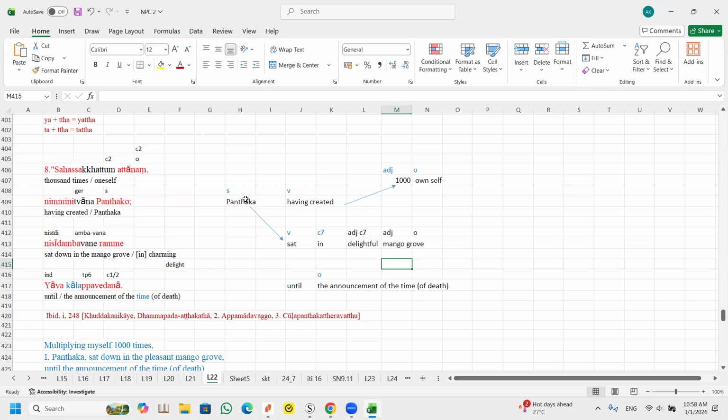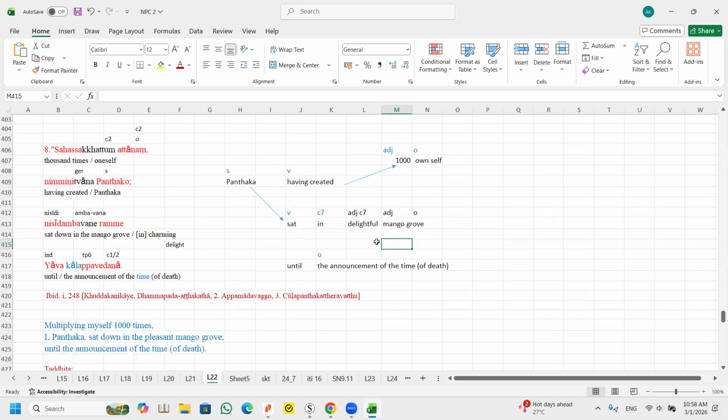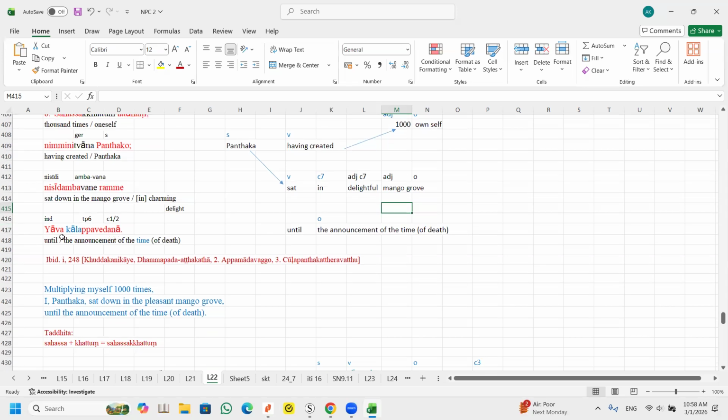Can you see it? So this is the first action you do. This is another action that he does. Okay. Then the next line. Can you see the next line? Yava. Kala. This is also a compound. Kala, pavedana. That means, okay. Here, the word yava means until. Until. Then can you see this?